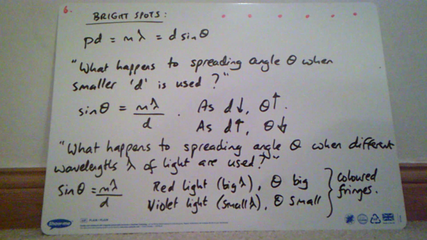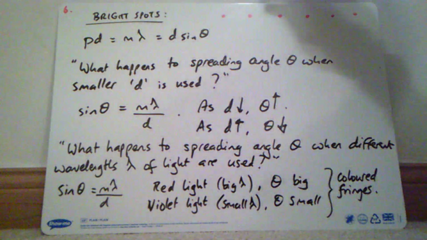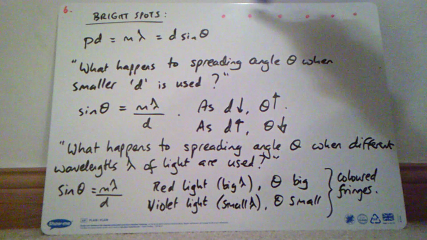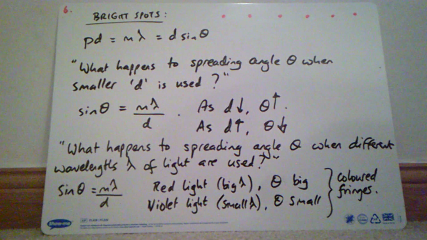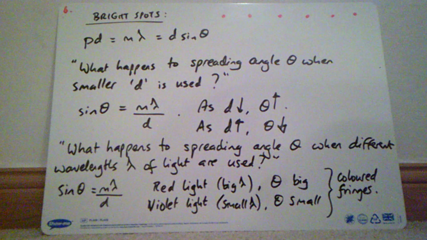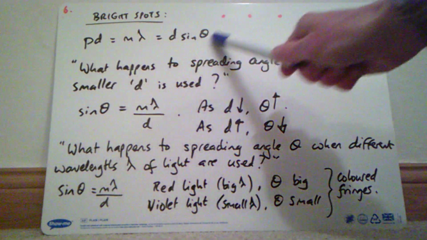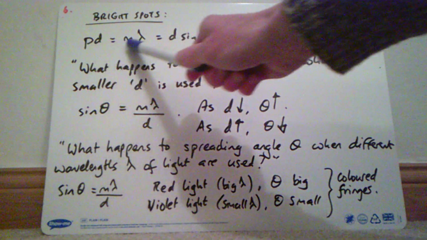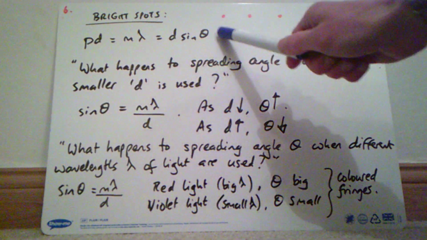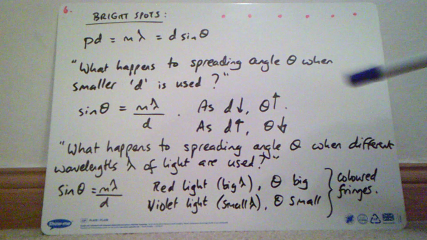So, thinking about the bright spots on the wall, this is kind of what they look like when we're playing with the lasers. If we're dealing with bright spots, then we know we're using this formula, don't we? Path difference is m times wavelength equals d sine theta. So this is the formula which applies to bright spots.